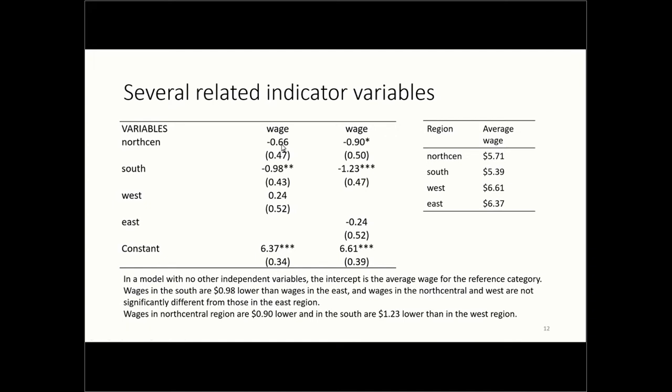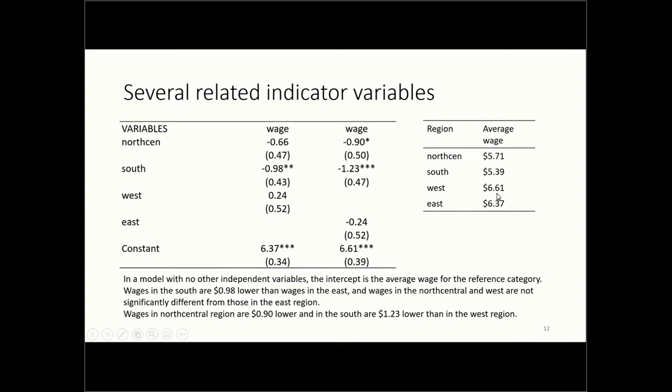Now you can flip things around and notice here that west is the reference category, which is omitted from the model. Now this intercept of 6.61 would be the average wage for the west. The coefficient on east is this coefficient, which is also not significantly different from zero. Here we have that wages in the north central region are 90 cents lower, and in the south are $1.23 lower than the ones in the west region.